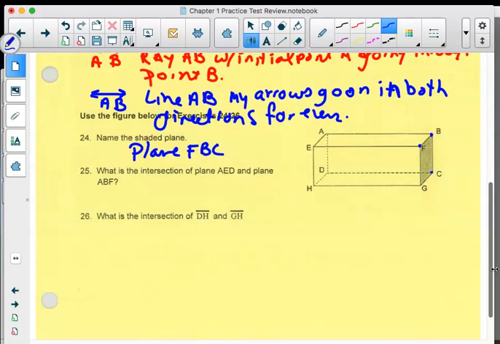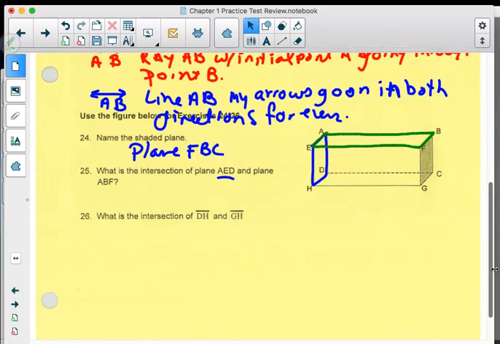In 25, what is the intersection of plane AED? I've got AED, sorry, I'm going the wrong way. Plane A, E, and D, so this plane. Okay, that's my first plane. AED is my blue. And ABF.